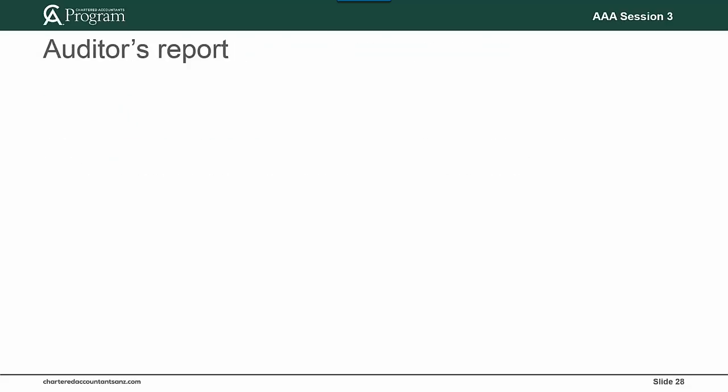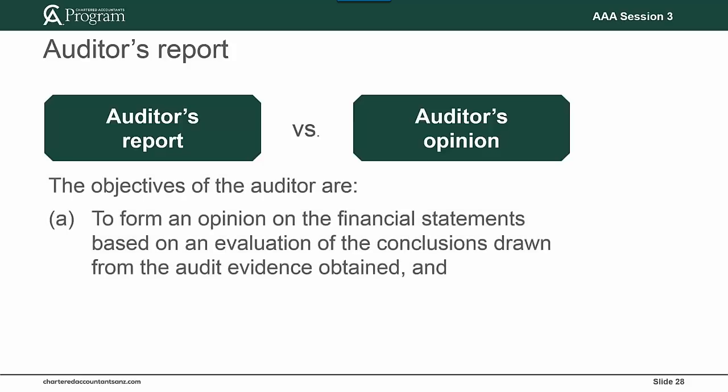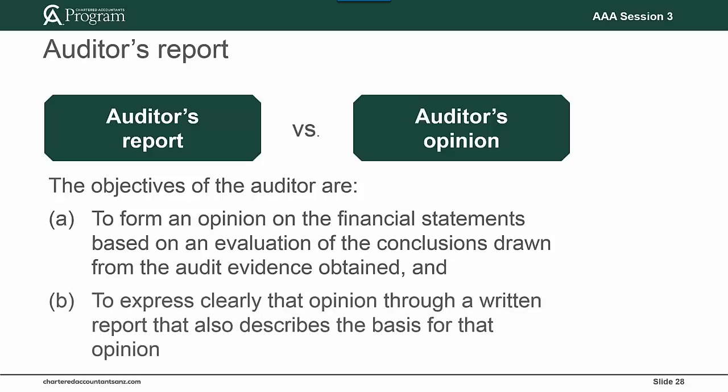Before we look at the detail, it's important to understand the difference between an audit opinion and an audit report. The easiest way to explain this is by looking at the objectives of the auditor. The objectives of the auditor are to form an opinion on the financial statements based on an evaluation of the conclusions drawn from the audit evidence obtained, and to express clearly that opinion through a written report that also describes the basis for that opinion. So essentially, the opinion only forms part of the overall audit report, but it is a major component of the audit report, and as such, it's presented first.